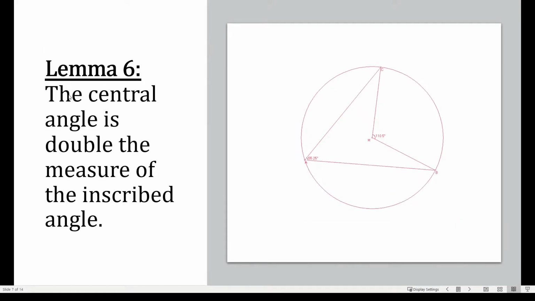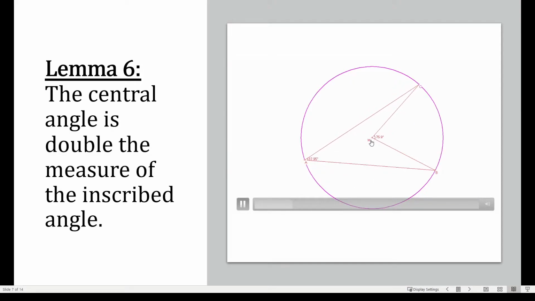Lemma 6 is the central angle is double the measure of the inscribed angle. As you can see here, the central angle is always double that of the inscribed angle.